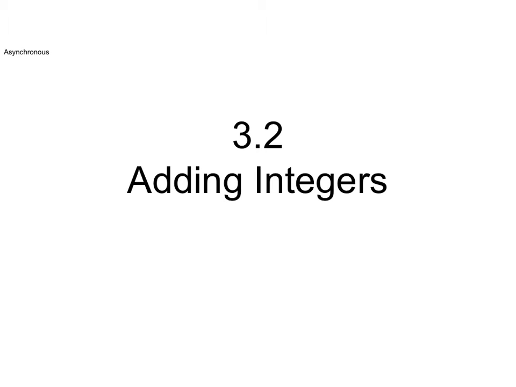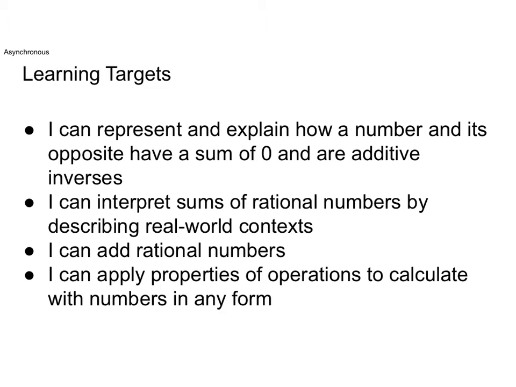Today we're going to be focusing on adding integers. Here are our learning targets. You will be able to represent and explain how a number and its opposite have a sum of 0 and are additive inverses. You'll also be able to interpret sums of rational numbers by describing real-world contexts, and then you'll be able to add rational numbers, also applying properties of operations to calculate with numbers in any form.